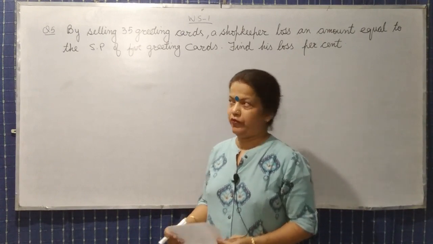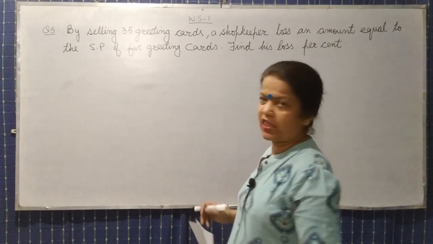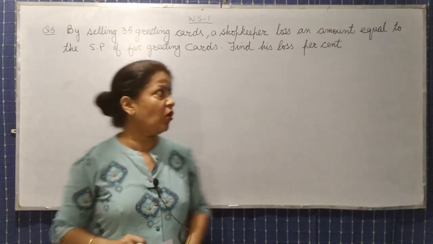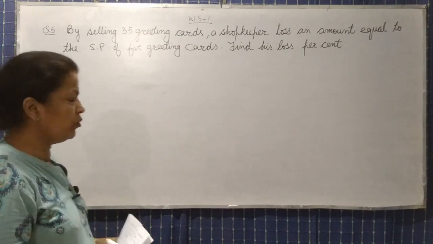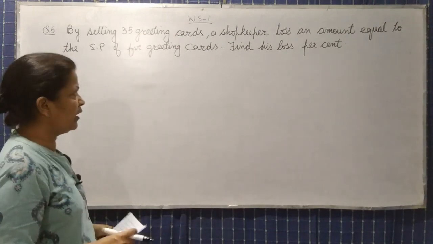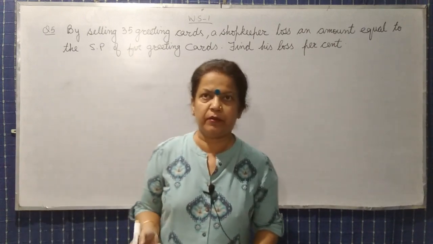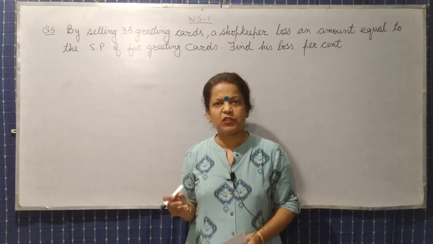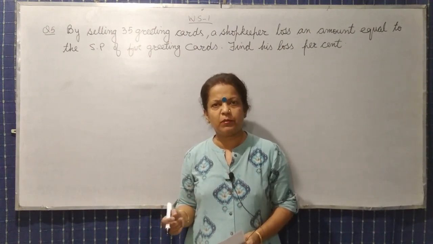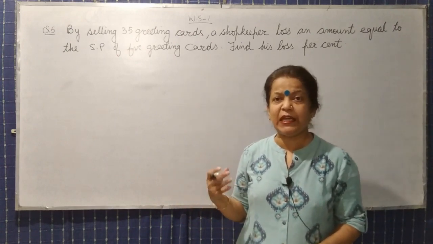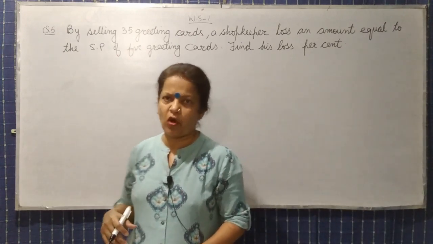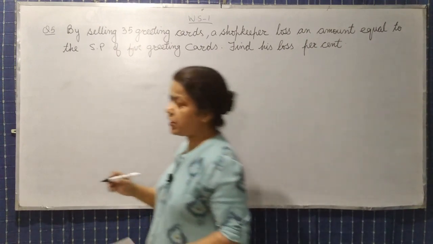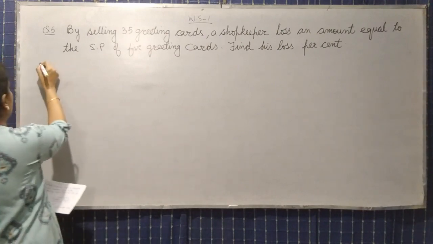Question fifth is, by selling 35 greeting cards, a shopkeeper loses an amount equal to the selling price of 5 greeting cards. Find his loss percent. Since they are asking about the loss percent, what is the formula for loss percent? Loss upon CP into 100. So it means we need loss as well as cost price. So let's have a look at this question.